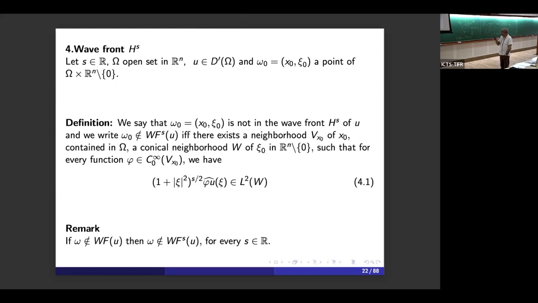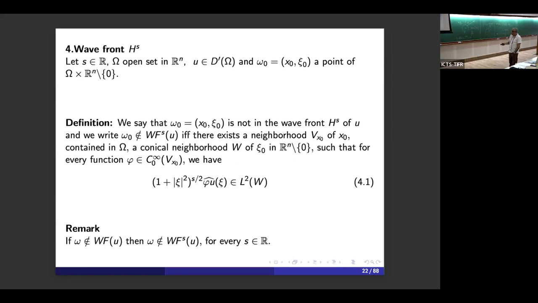You can do the same job, you can perform exactly the same steps for the Sobolev wavefront. You take any real s, you will say that omega 0, x0 xi0, is not in the Sobolev H s wavefront of u, if there exists a neighborhood V of x0, a conical neighborhood of xi0, such that in this conical neighborhood you have the behavior of an H s function. I mean, you take the Fourier transform of phi u, you multiply by the right weight, the one of H s, and you are in L2, microlocally near x0 and microlocally near xi0.